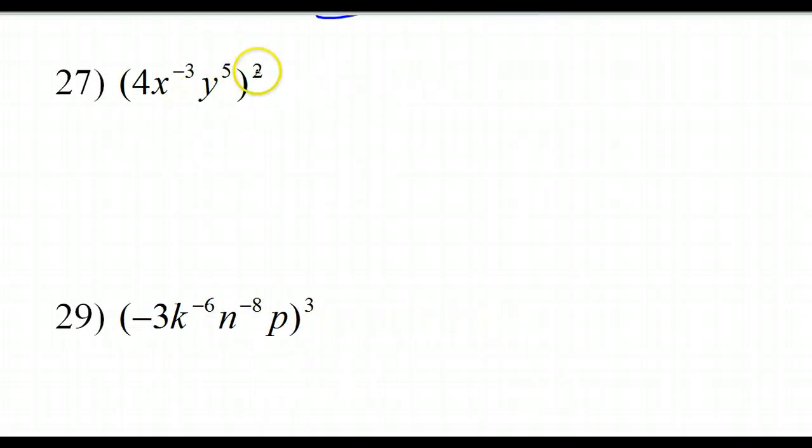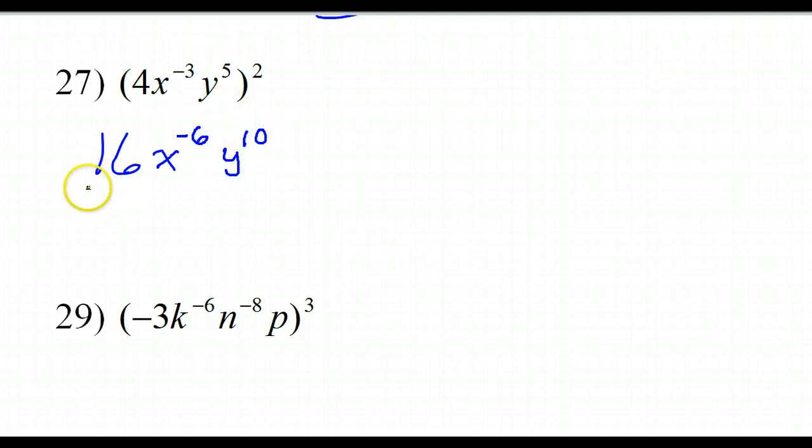Okay. Be careful once again. If I ignore all this stuff, I have 4 to the 2nd power. So please make sure you put 16. Don't get caught up with all the multiplication and think it's going to be 8. It's not. Save your multiplication for these variables with their exponents. Power to a power you do multiply. So this will be x to the negative 6th power and y to the 10th power.